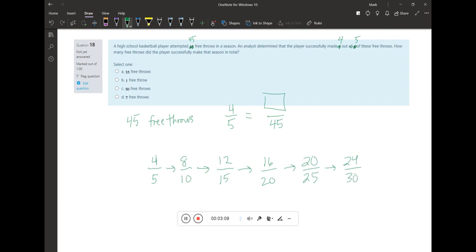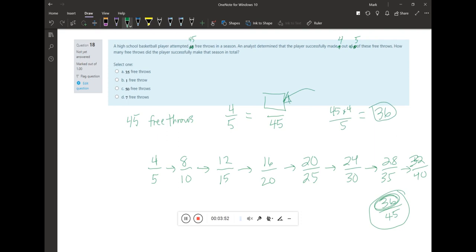24 out of 30. 28 out of 35, 32 out of 40, and 36 out of 45. So this 36 would be the answer there. We could do it that way and just kind of count up. Well, 4, keep adding the 4s up. How many times do I have to multiply 5 to get up to 45 with a 9? So I have to multiply 4 by 9. And that's what happens when I do the 45 times 4 and then divide by 5. It does come out to 36, which is what is up here.